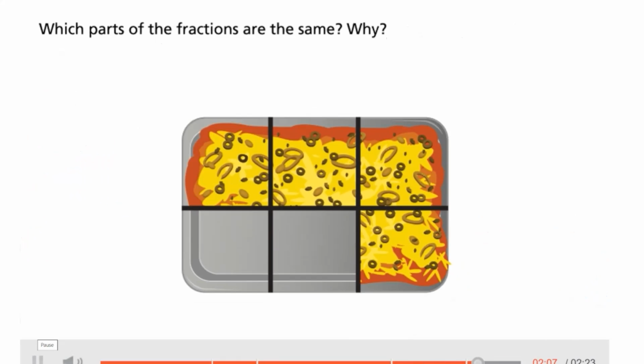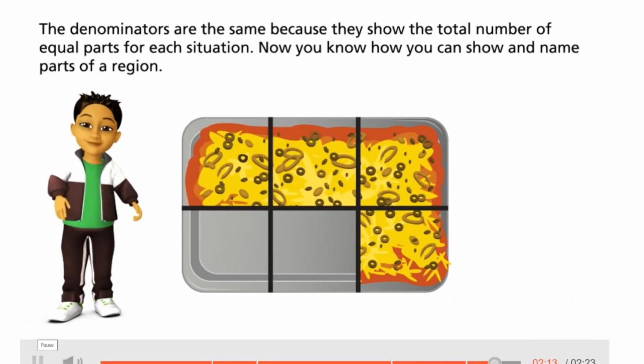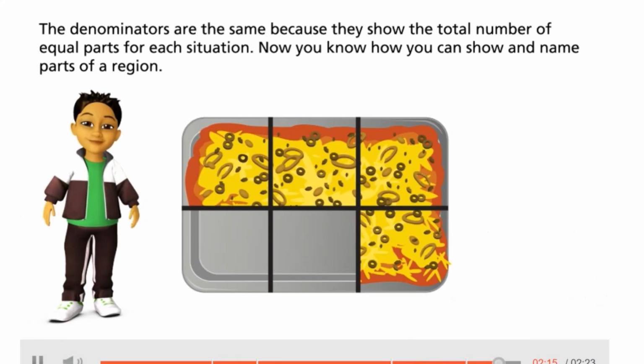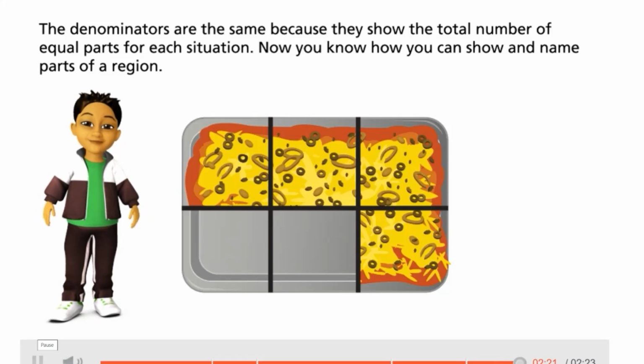Which part of the fractions are the same? Why? The denominators are the same because they show the total number of equal parts for each situation. Now you know how you can show and name parts of a region.